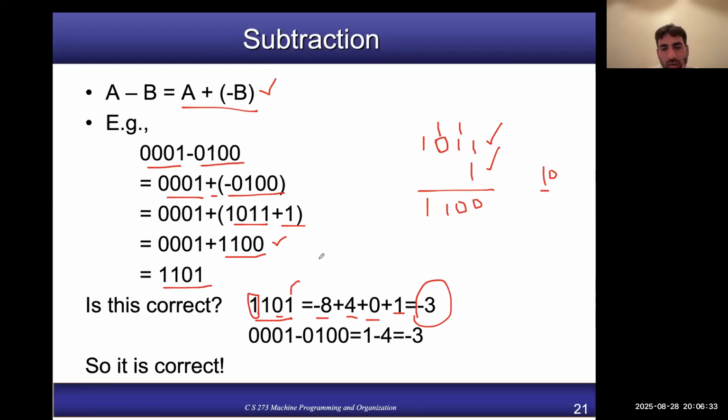You can also verify if it is correct. This is the answer you found here, the same answer. You can do the same thing here and compare with the decimal words. 0001 is 1, and 0100 is 4, so you are saying 1 minus 4, which is minus 3. So your solution is correct because by both approaches you get the same value. Okay. Any questions?